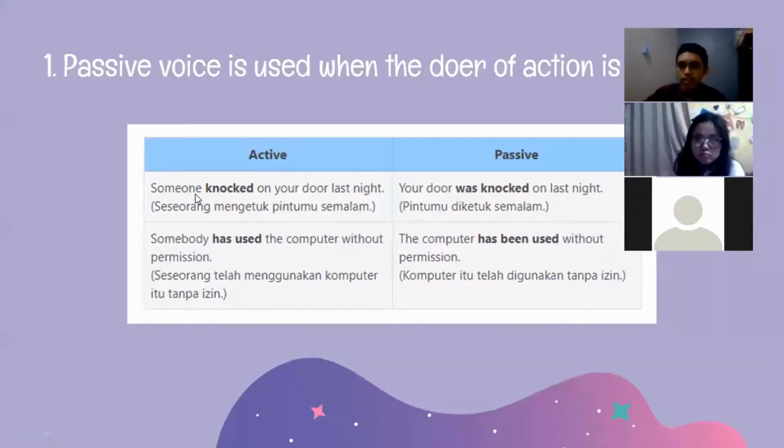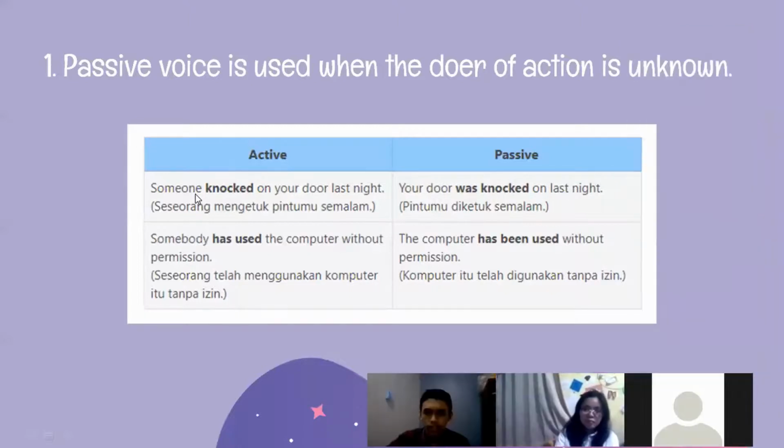Now, passive voice is used when the doer of action is unknown. Okay, I pick some examples. In the active voice: someone knocked on your door last night. Jika kita rubah ke passive voice jadi: your door was knocked on last night. Jadi awalnya seseorang mengetuk pintumu semalam dirubah menjadi pintumu diketuk semalam. Jadi tidak diketahui pelakunya.